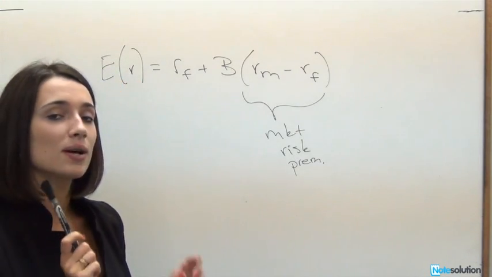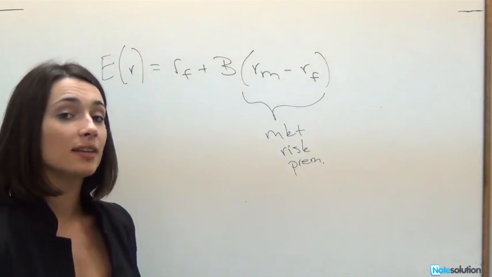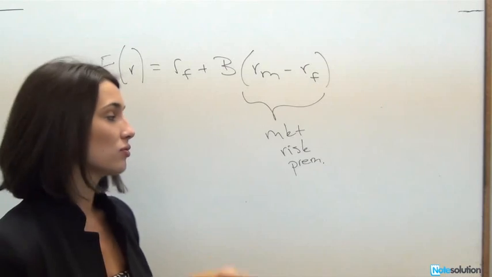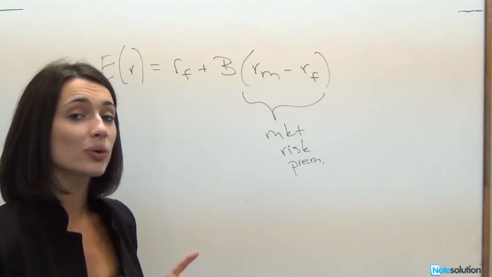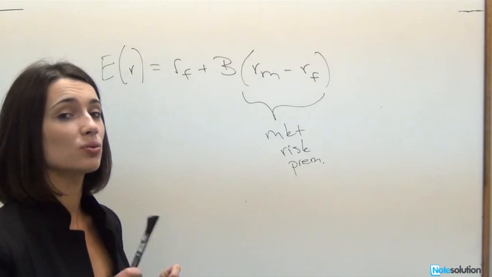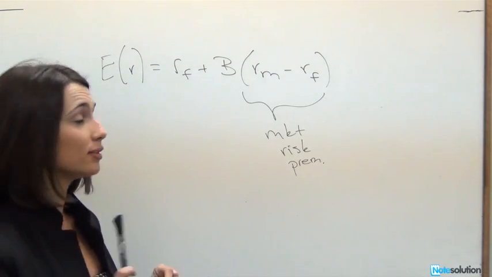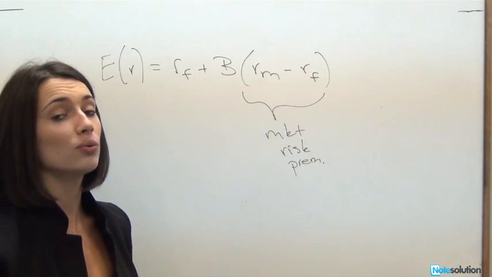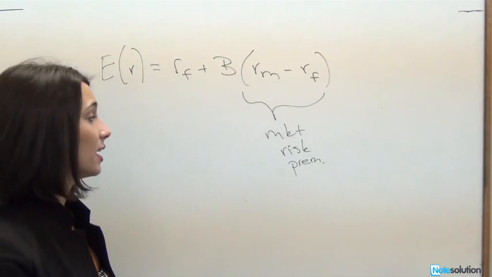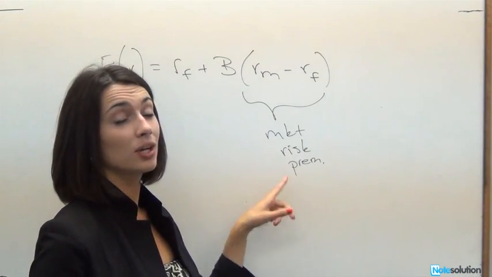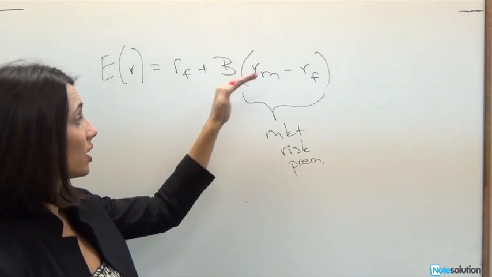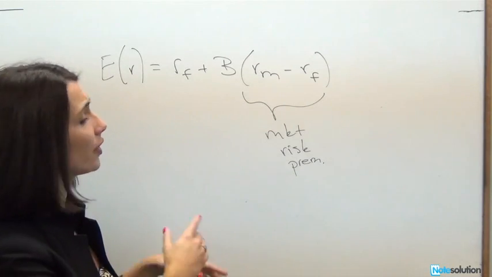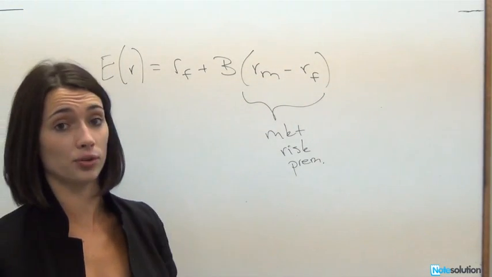In a question, they can either give you RM and RF, or they can give you the market risk premium. Read the question carefully to make sure you know which one they gave you, because if you plug in a wrong number into this equation, you're going to get the wrong return. You don't want to do that. So make sure you understand: are they giving you the market risk premium, which is already the difference, RM minus RF? They already gave you the actual bracket. Or are they giving you RM and RF separately?